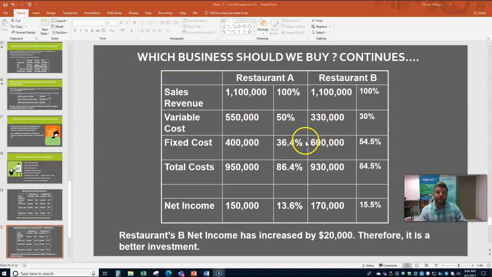But as you can see here, your total costs represent only 84.5%, and this one's 86.4%. So as sales go up, places with variable costs do better. As sales go down, well, let's take a look.